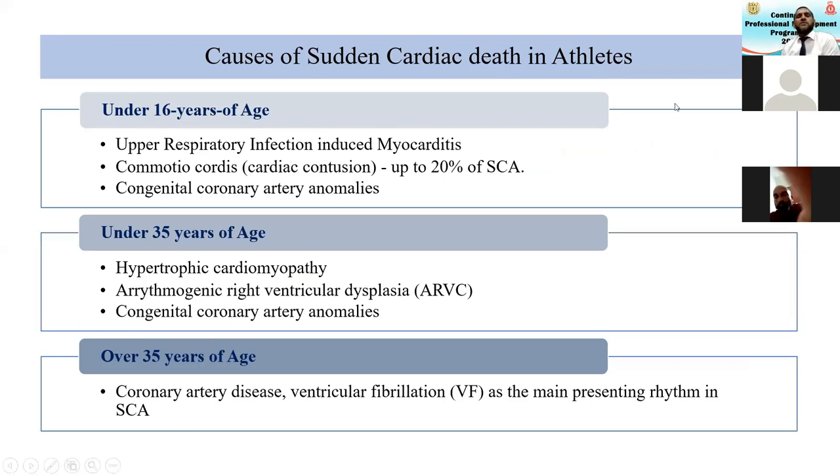If you look at the causes of sudden cardiac death in athletes, we divide them into basically three categories: under 16, under 35, and over 35. In under 16 athletes, it's mostly upper respiratory tract infections inducing myocarditis, and commotio cordis, a cardiac contusion in martial arts-like sports, and then congenital coronary artery anomalies. These are the common conditions in under 16.